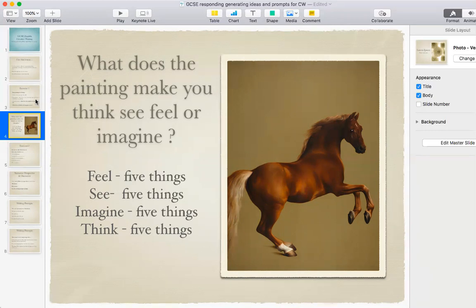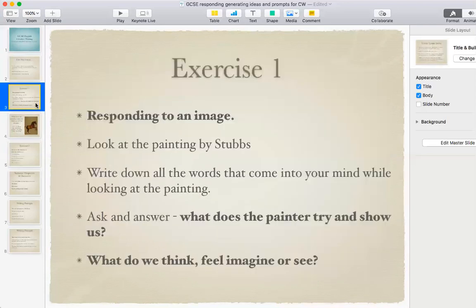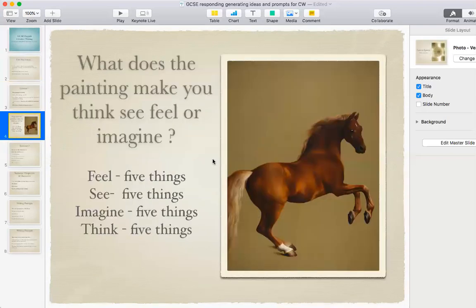So I want you to spend some time looking at the picture of Whistlejacket, and I want you to answer the first question: what does the painter try and show us? I want you to sink down into it and look at it and say, what is the painter trying to show us? Write down the words that come into your mind. It doesn't matter what they are.